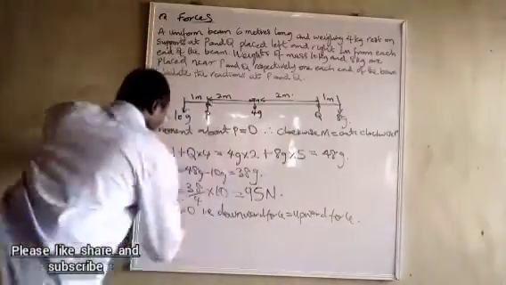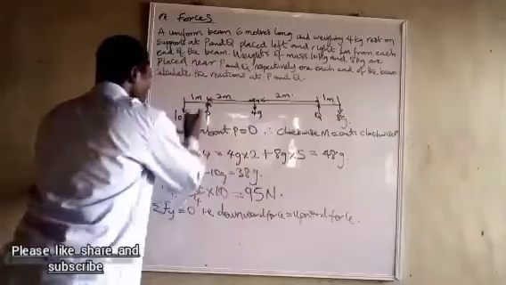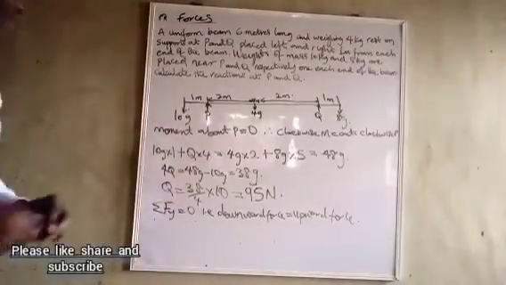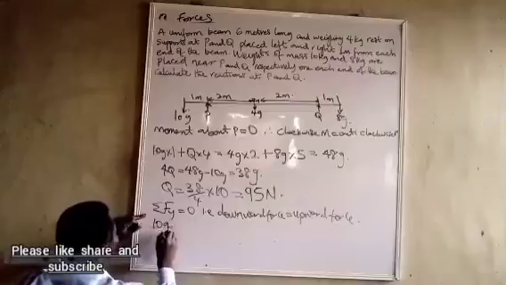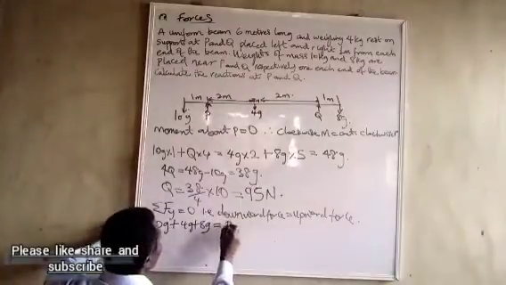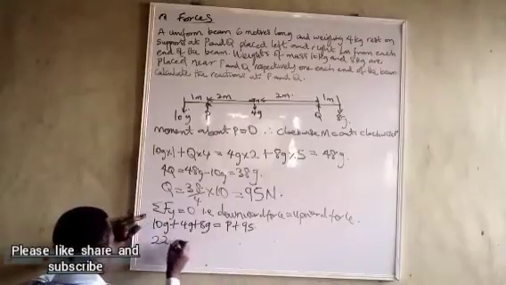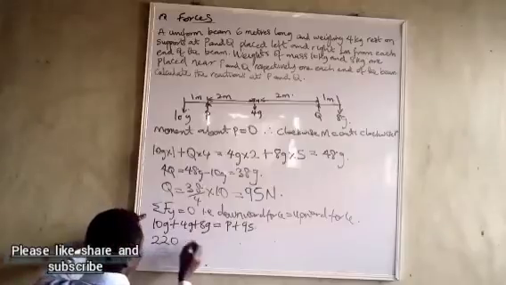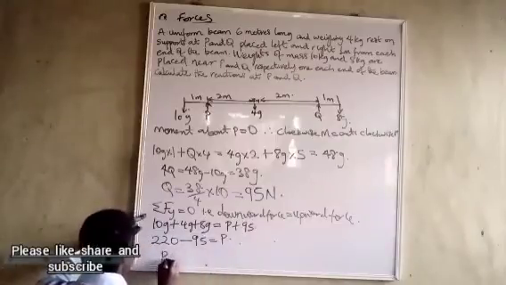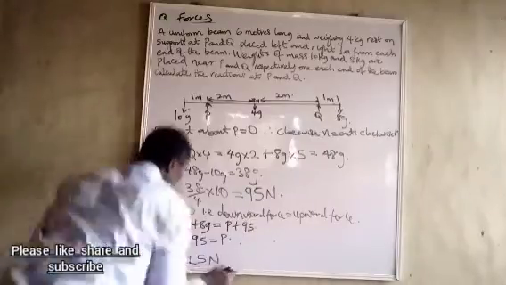So, total downward force is equal to 10G plus 4G plus 8G, which is equal to P plus Q, where Q is 95. This is 22G, that is 220, minus 95 is equal to P. So P will be equal to 125 newtons. So that's the value for P.